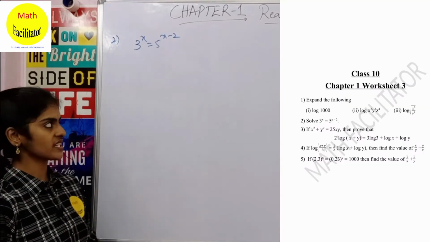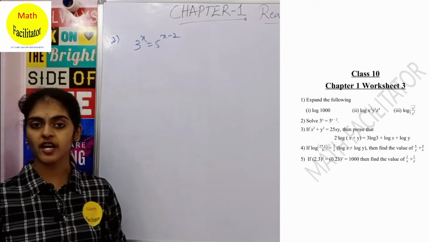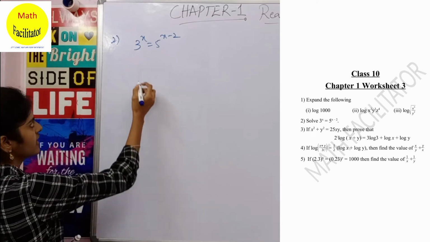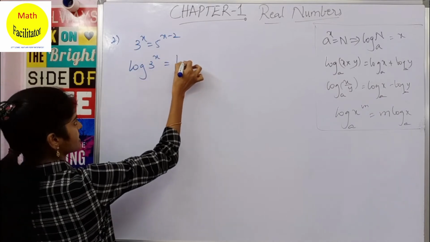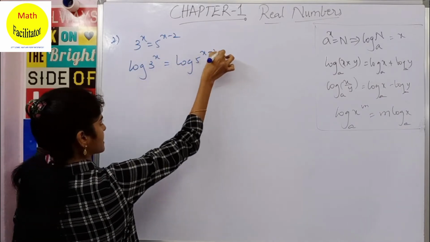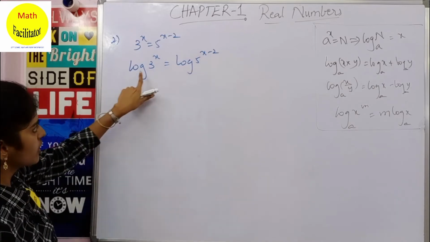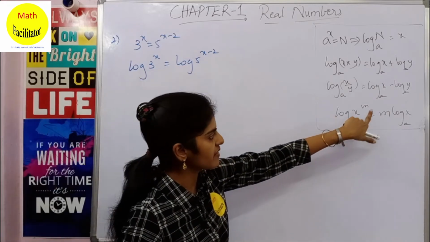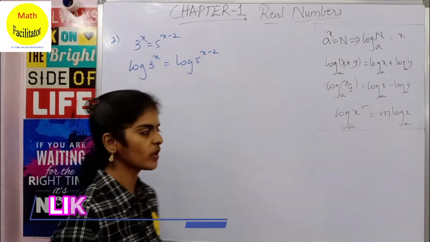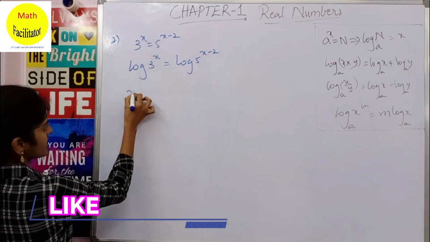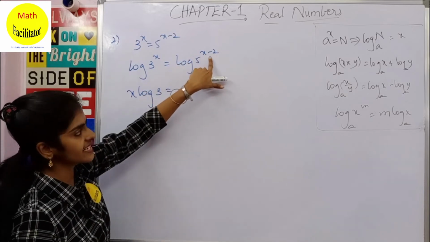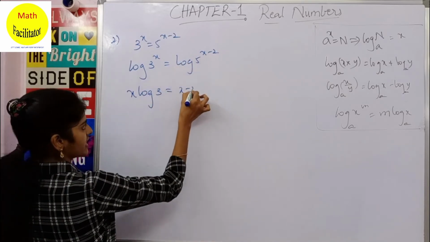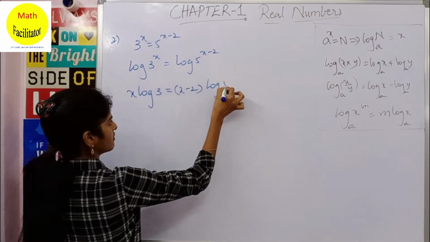The next question is you have to solve 3 power x equal to 5 power x minus 2. How do you do that? So now let us apply log on both sides. So it is log 3 power x equal to log 5 power x minus 2. Clear? Now both are of the form log x power m. So it is m log x. So here m is x. So it is x log 3 equal to, here this entire thing is m. So it is x minus 2 log 5.